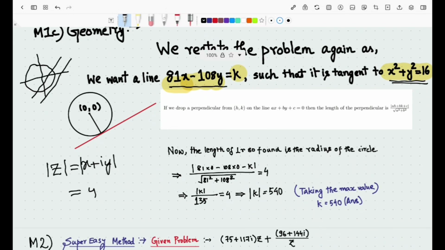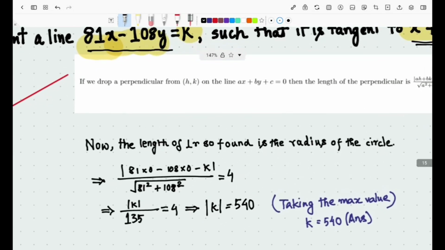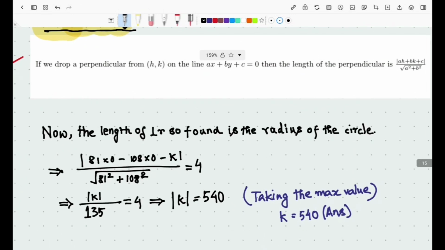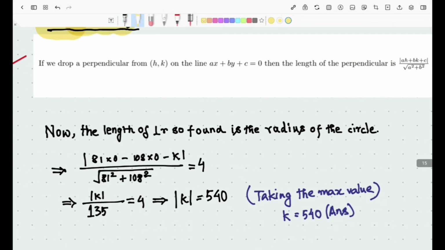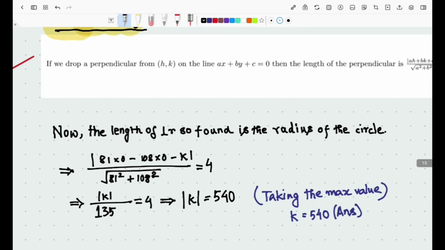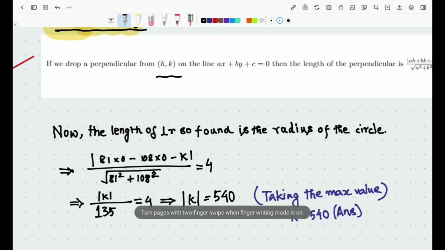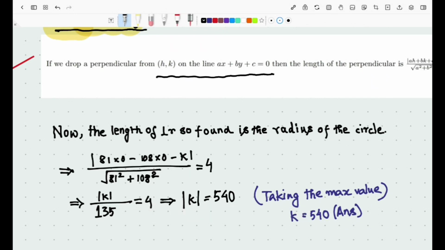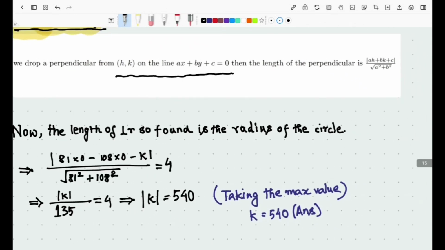So what I have done here is a very simple statement. I have written it here, that if we drop a perpendicular from h comma k onto the line ax plus by plus c equal to 0, then the length of the perpendicular is equal to modulus of ah plus bk plus c divided by root of a squared plus b squared.